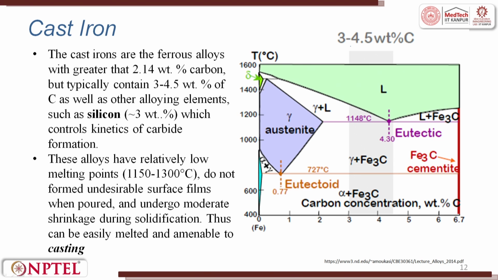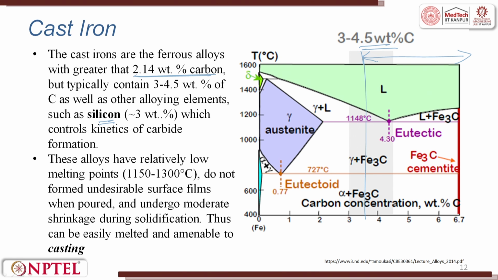The extreme end is cast iron. Cast irons are the ferrous alloys with greater than 2.14 weight percentage of carbon. They typically contain 3 to 4.5 weight percentage of C, as well as other alloying elements like silicon, which controls the kinetics of carbide formation. Okay. So, we are talking about somewhere from here.